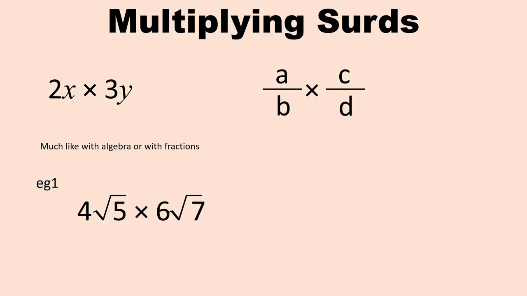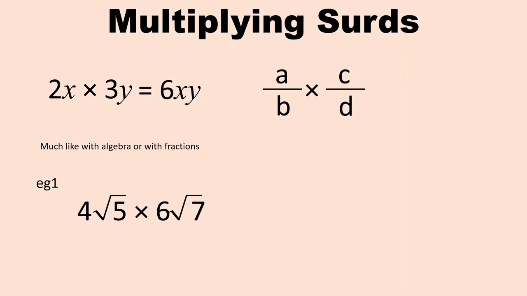Although surds may be new to you, I'm hoping you have previous experience with multiplying algebraic terms together and multiplying fractions together. Because if you can do that, we can relate those skills over to surds as well. Because much like with algebra, we can multiply these two terms together even though they didn't have the same variable. I simply do number times number, so 2 times 3, and letter times letter, so x times y. So that gave me 6xy.